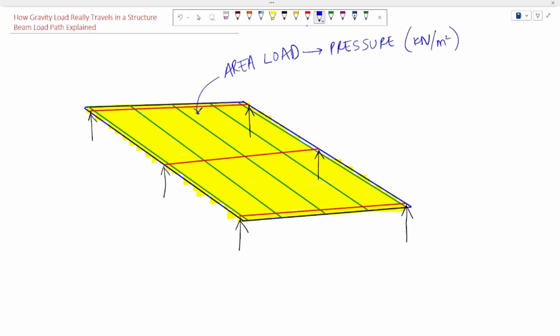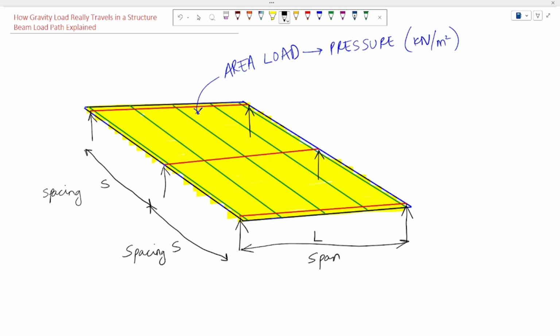Now let us focus on our main topic, the beams. Beams don't carry the area load directly. The load on the beams is in the form of UDL. Let us understand the concept of influence width. First, let us assume that the spacing between these beams, the span of the beam is L. Now let us consider the central beam.